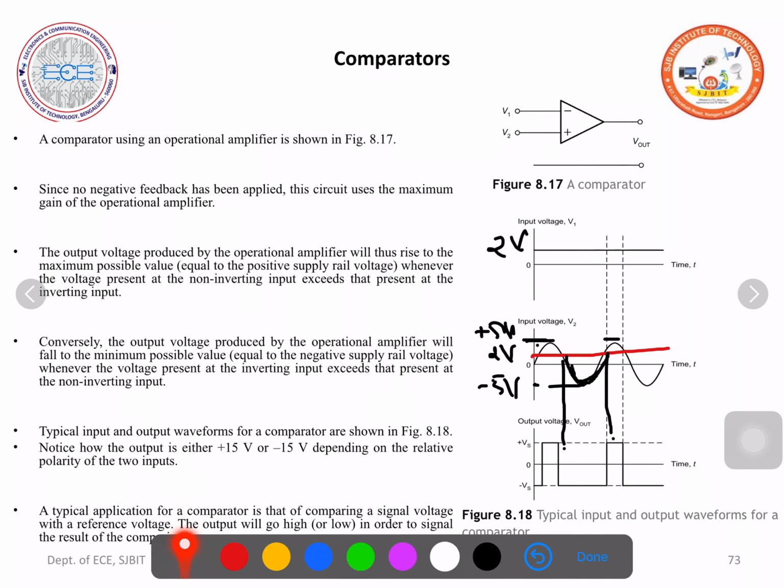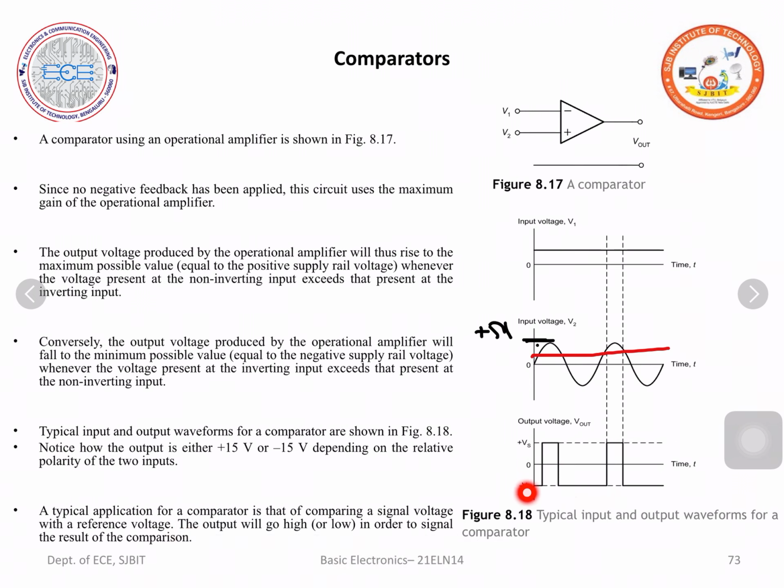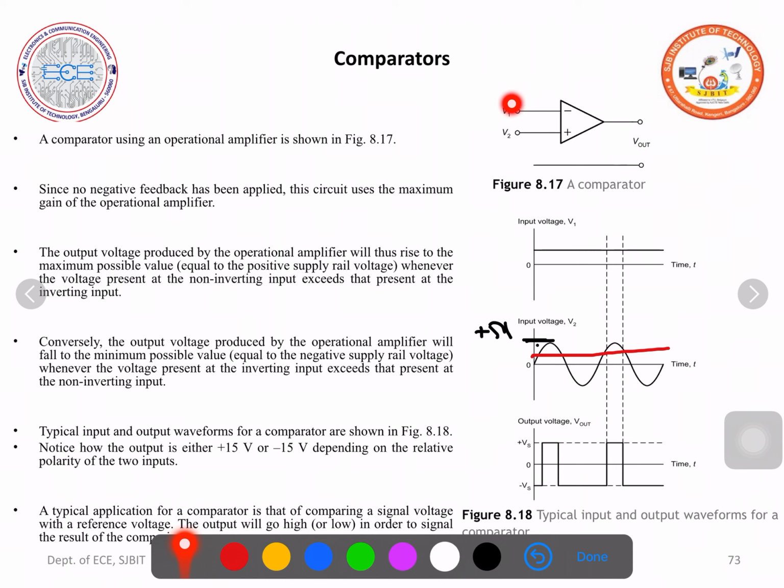So it repeats. From this, what we can make out is that in this region, that is minus Vs, the voltage applied at V1 will be greater than V2. V1 is greater than V2, so we are getting minus Vs. In this region and in this region, we are getting plus 15 volts or plus Vs. That means V2 is greater than V1.